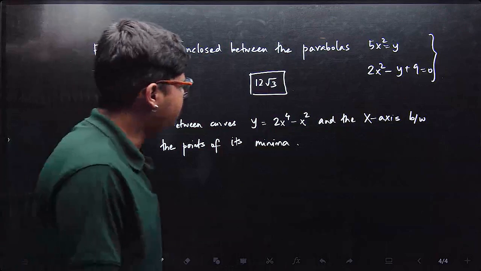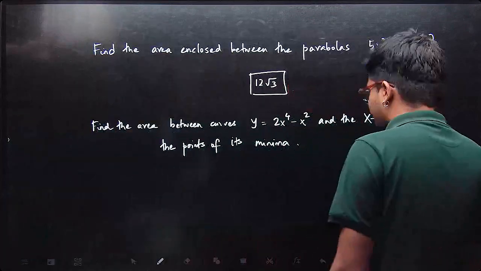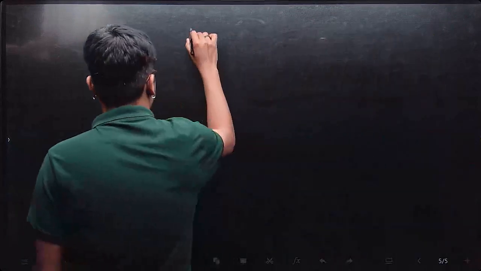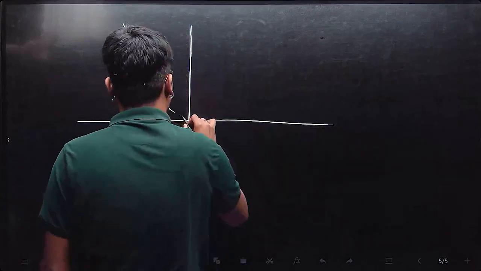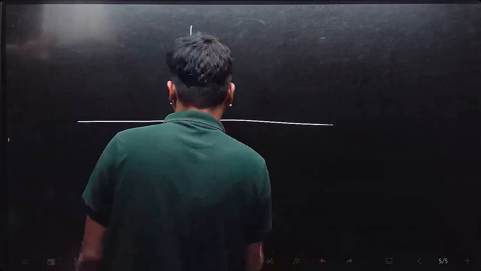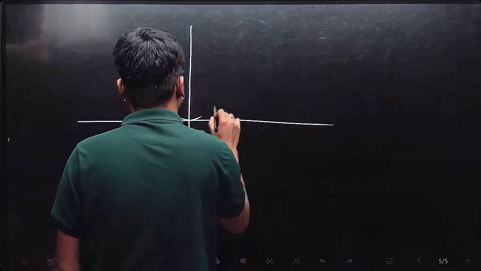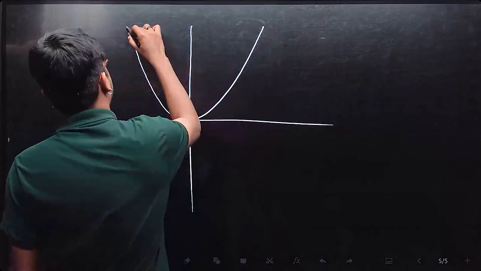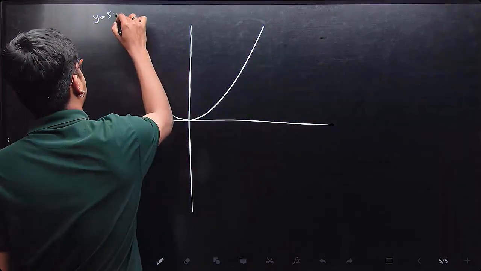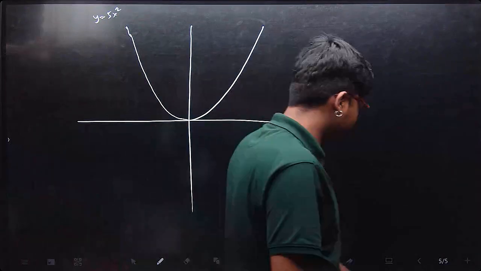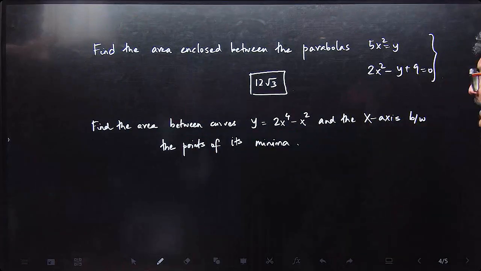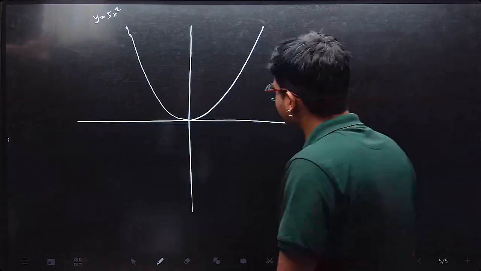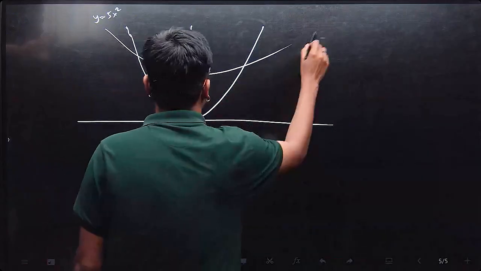So how do you do this? Just draw the parabolas, right? y equal to 5x square should look like what? It should be a parabola that passes through the origin, right? Even if you don't know what parabolas look like, you know quadratic equations, right? We have done this. So this is what it looks like. So this is y equal to 5x square. And the other curve is what? y equal to 2x square plus 9, right? So this passes through which point? 0, 9.